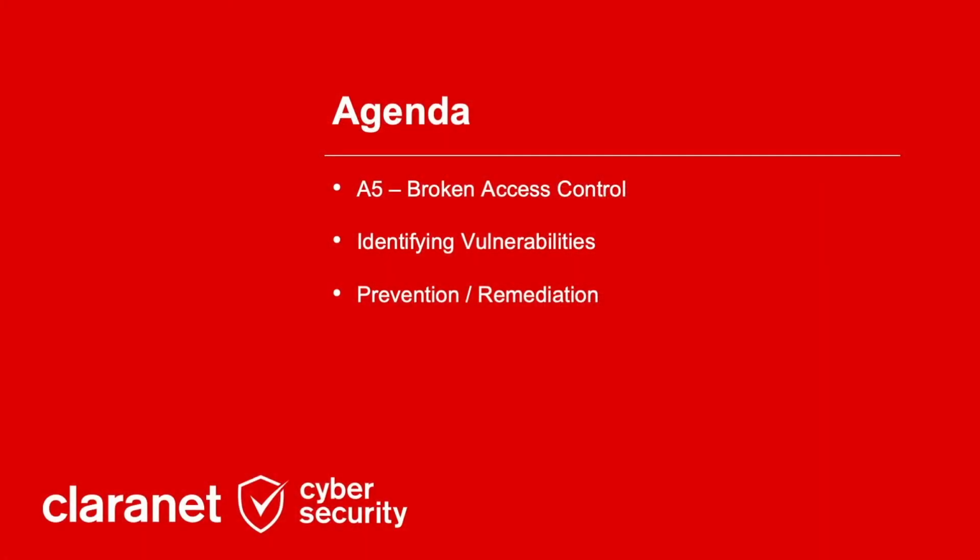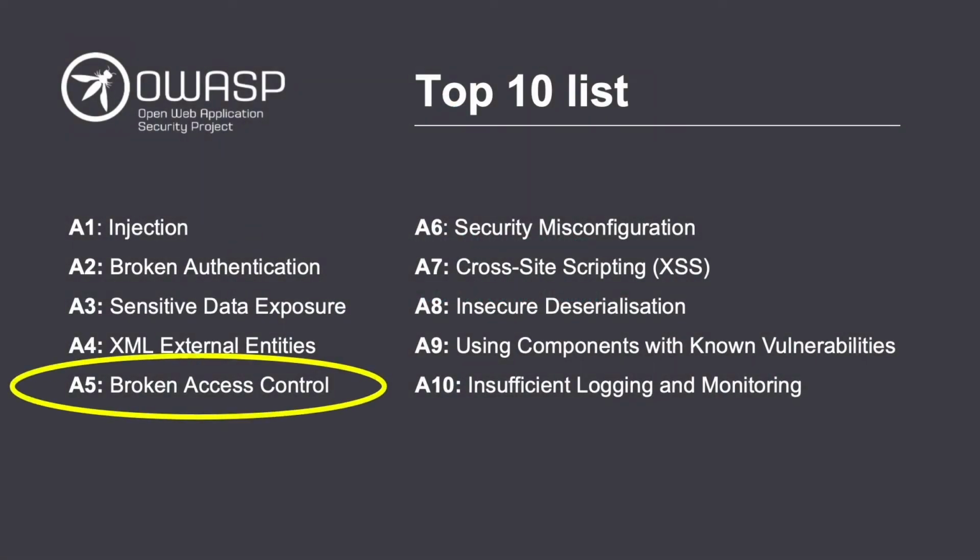So on the agenda for today, we will look at what is broken access control, how we can identify it, and also how we can prevent it. Here we can see a full list of the OWASP Top 10 and all the topics that we will be covering throughout this series, so do stay tuned in. Let's jump into today's presentation covering A5 Broken Access Control.